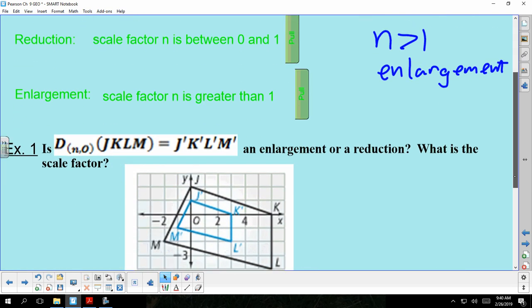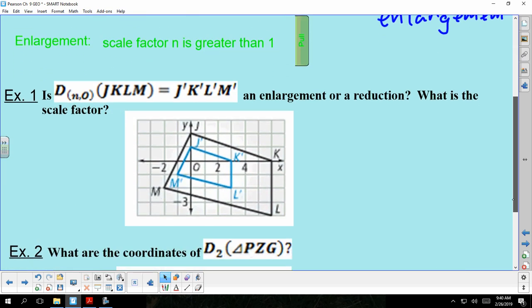So going down to this one, we have a dilation of n comma 0. That 0 is at the origin. And just like when we were rotating about the origin, dilating about the origin makes it real easy to go ahead and find our figures. So we have the black as the pre-image, and the blue figure, J prime, K prime, L prime, N prime, is the image we ended up with.